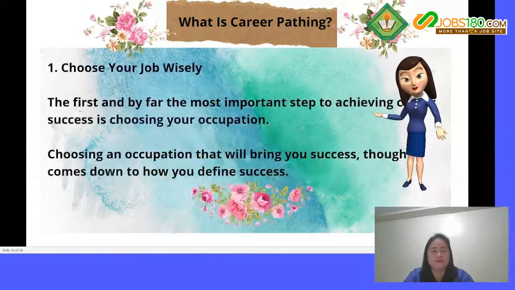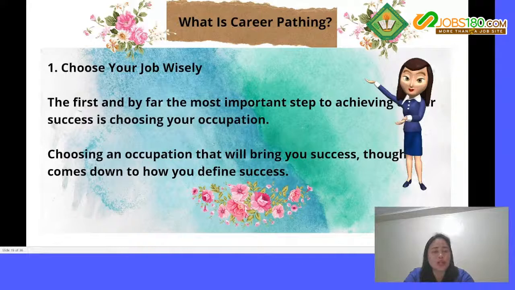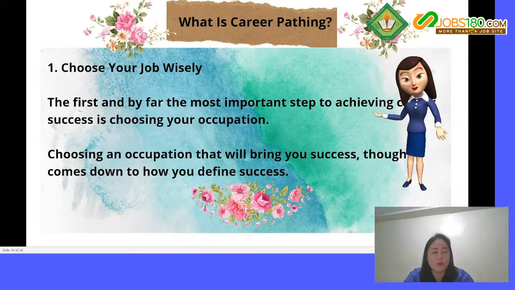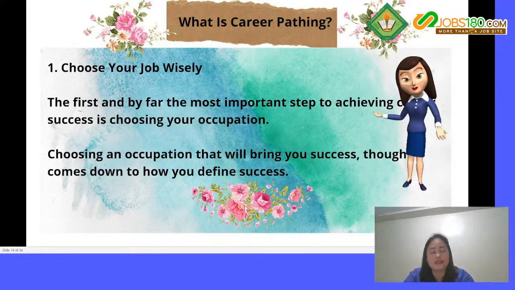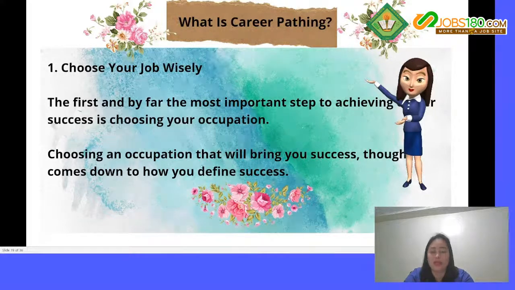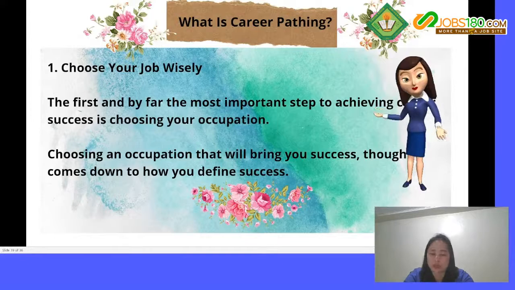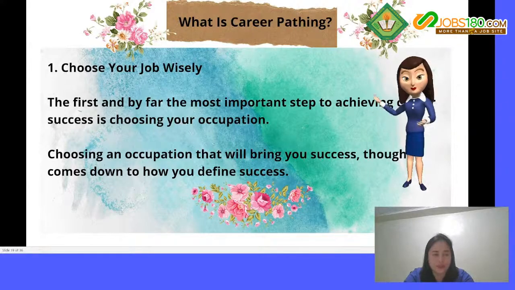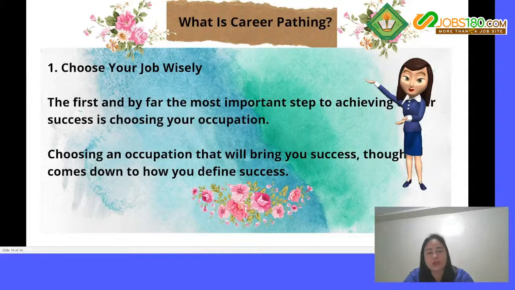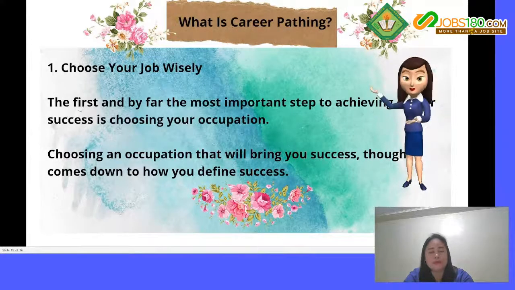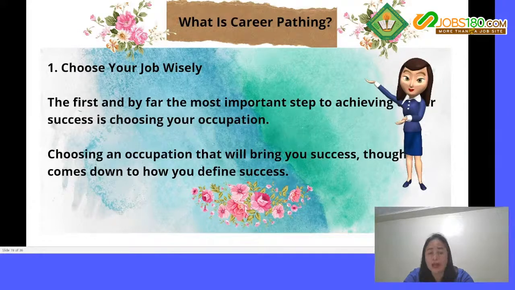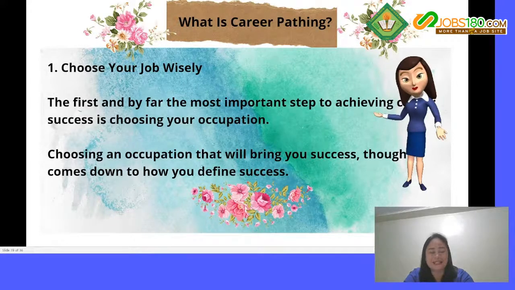Okay. Number 1, choose your job wisely. Maging wais sa pagpili ng job. The first and by far the most important step to achieving career success is choosing your occupation. Okay, ang pagpili ng iyong posisyon sa iyong trabaho. Choosing an occupation that will bring you success comes down to how you define success.